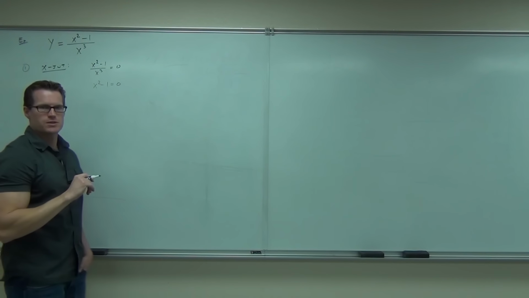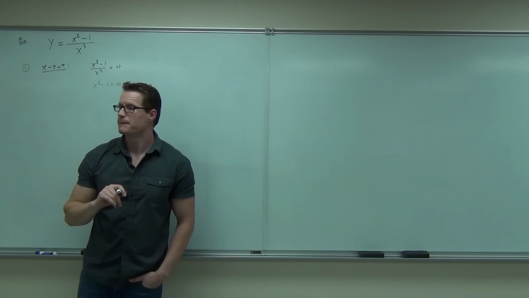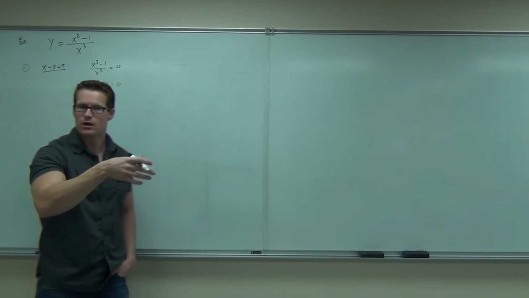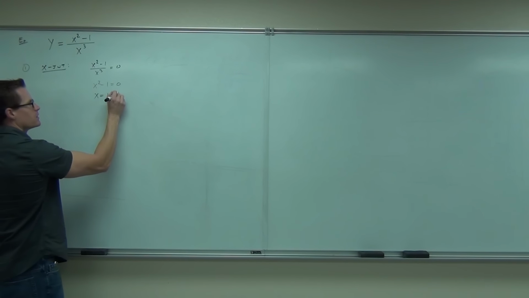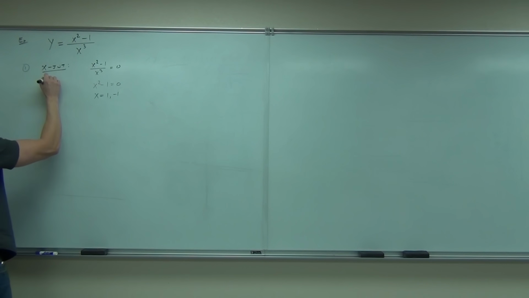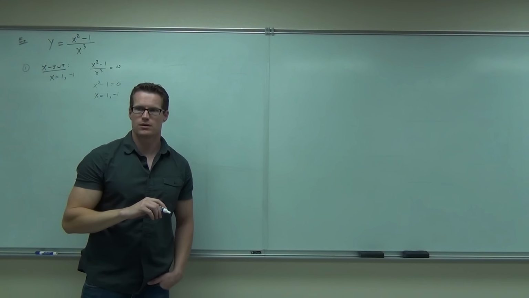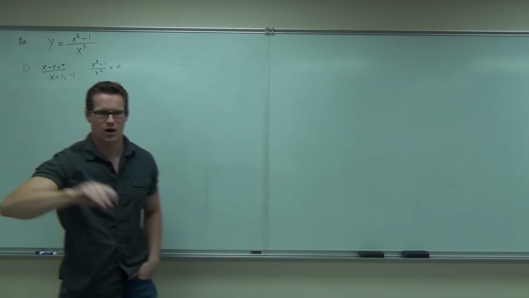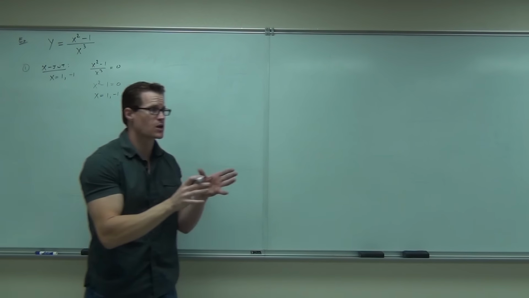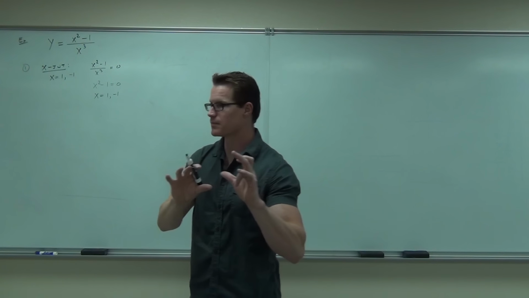What are my x-intercepts? 1 and negative 1. Very good. You add 1, take the square root, or factor. Either way, you're going to get x equals 1, negative 1. Are you okay with that so far? You sure? So numerator equals 0, no problem. That's how you find your x-intercepts for any rational function. Numerator equals 0. You got it?